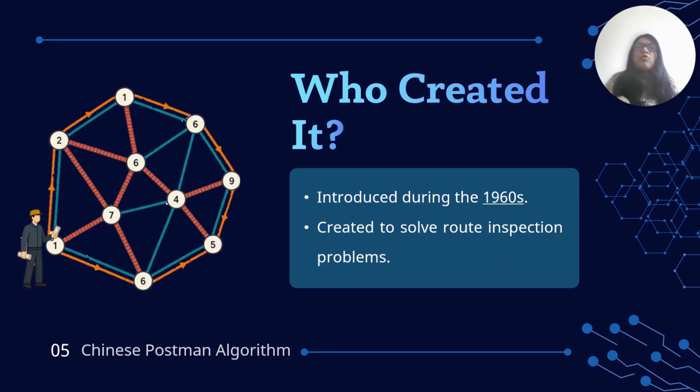This problem was introduced back in the 1960s by a brilliant Chinese mathematician named Mei-Ko. That's why it carries the name Chinese postman. In the academic world, it is also formally known as the route inspection problem, and it remains a classic example of graph theory applied to the real world.